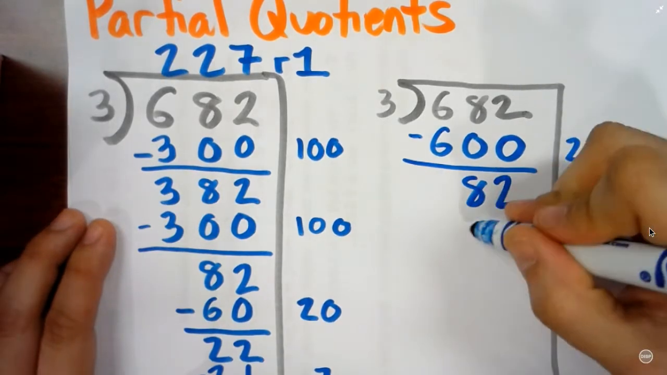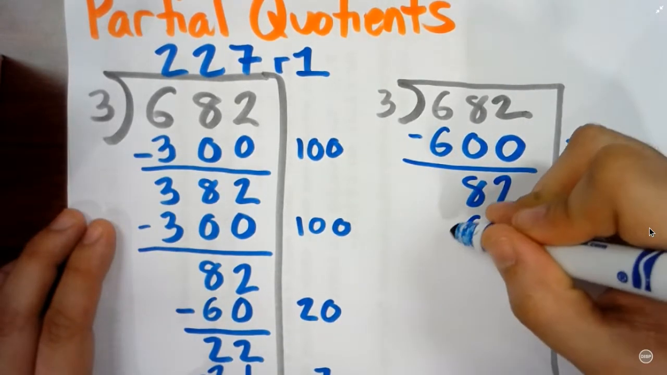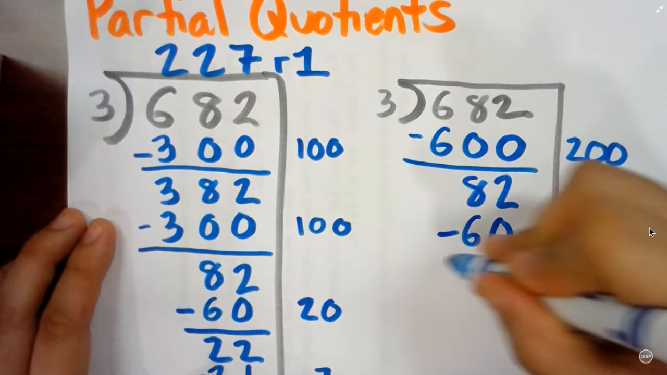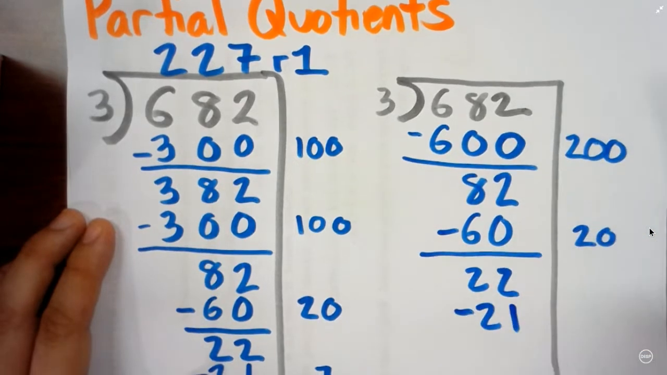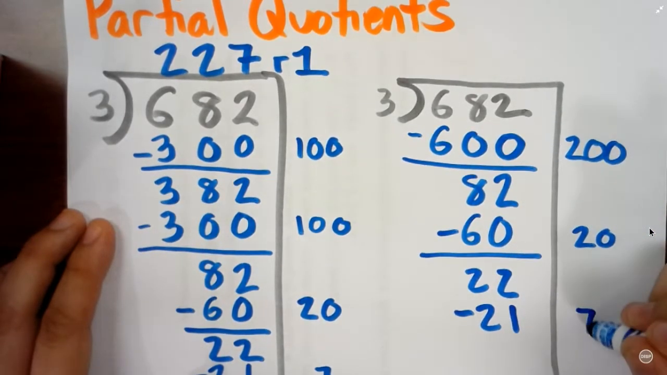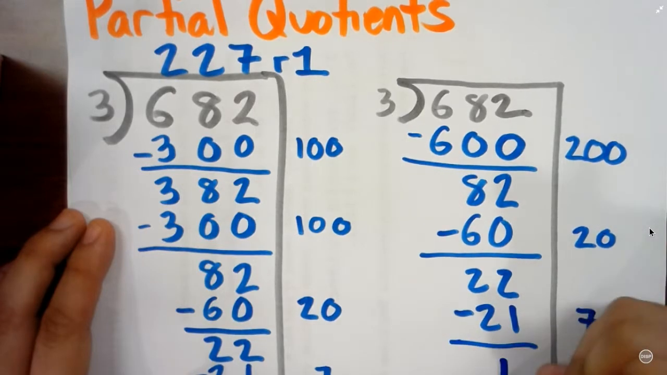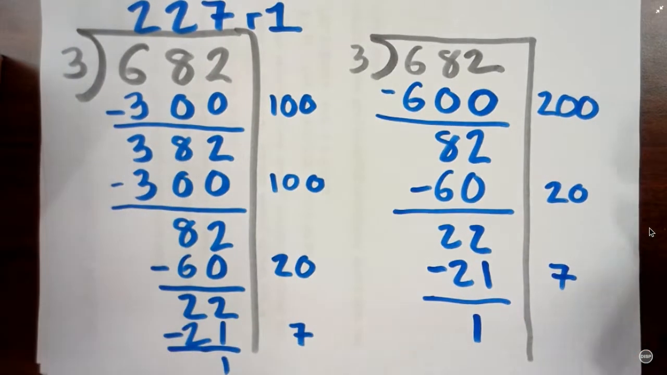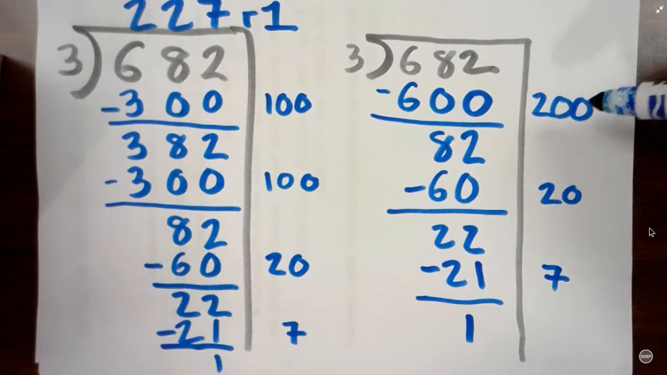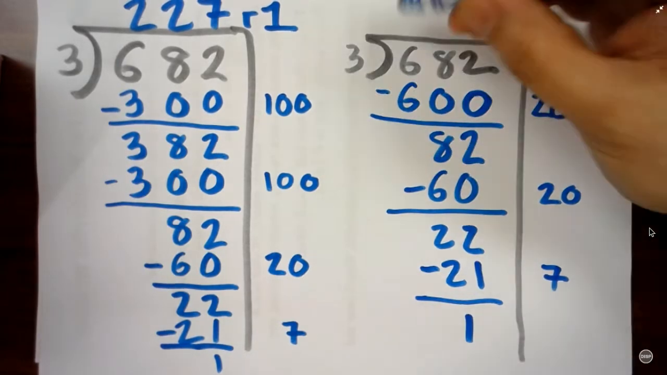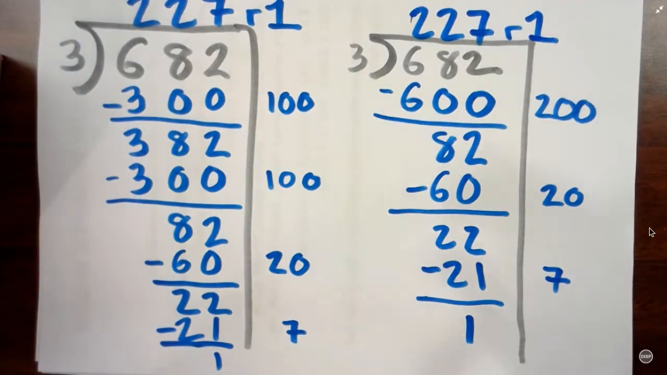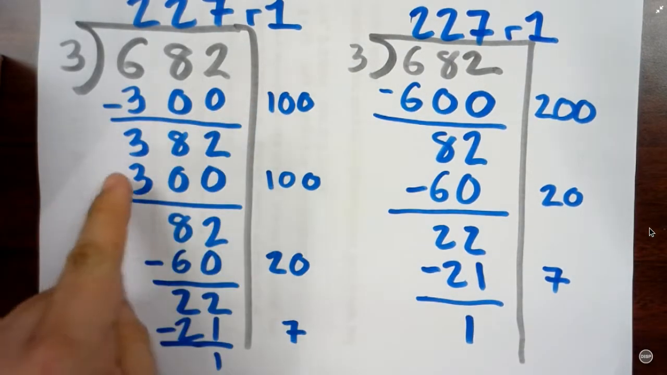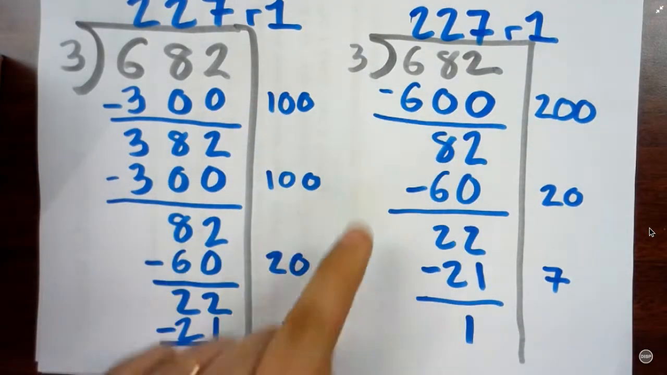And from 82, I can pull out 60. Maybe the rest of this, let's say, is going to be the same as how we did the problem previously. I'm left with 22. I can pull out 21. 3 goes into 21 7 times with the remainder of 1. So this is pretty much getting me the same answer. In fact, 200, 220, 227 with the remainder of 1. The only difference here is I've divided it up in different ways. Here I took out 300 and then 300. Here I took out 600 all at once.